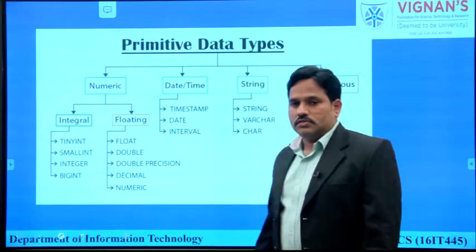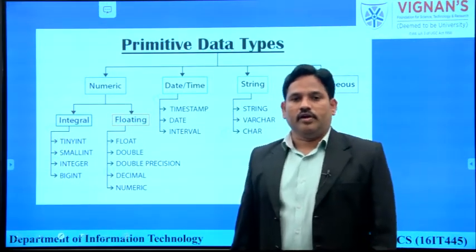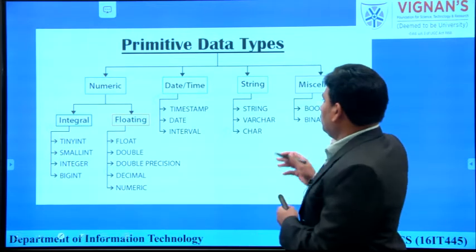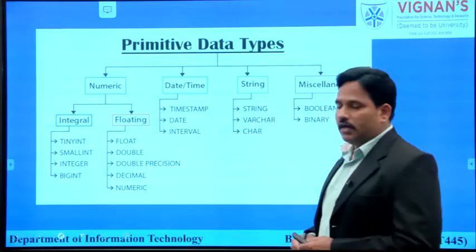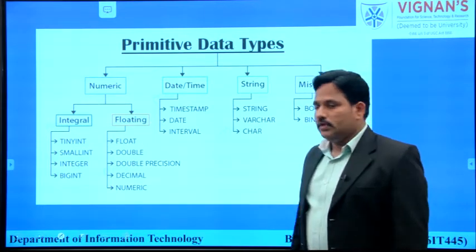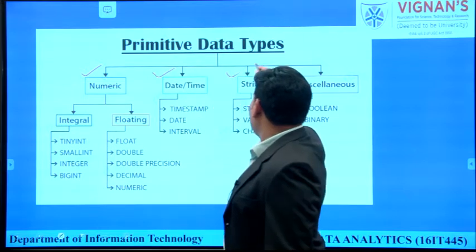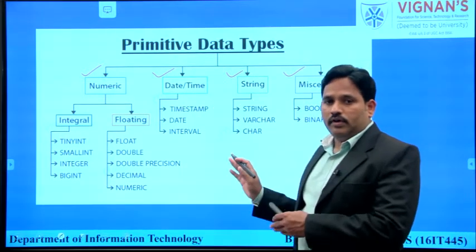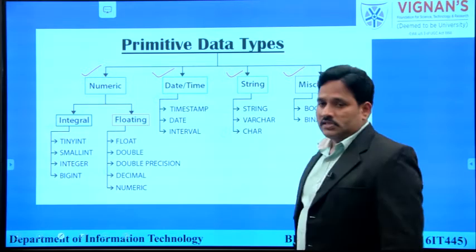Now we'll see the complete primitive data types which are offered in the Hive environment. There are four major data types: numeric, date and time, string, and miscellaneous data types. That means all types of data types we are representing in a single slide here.